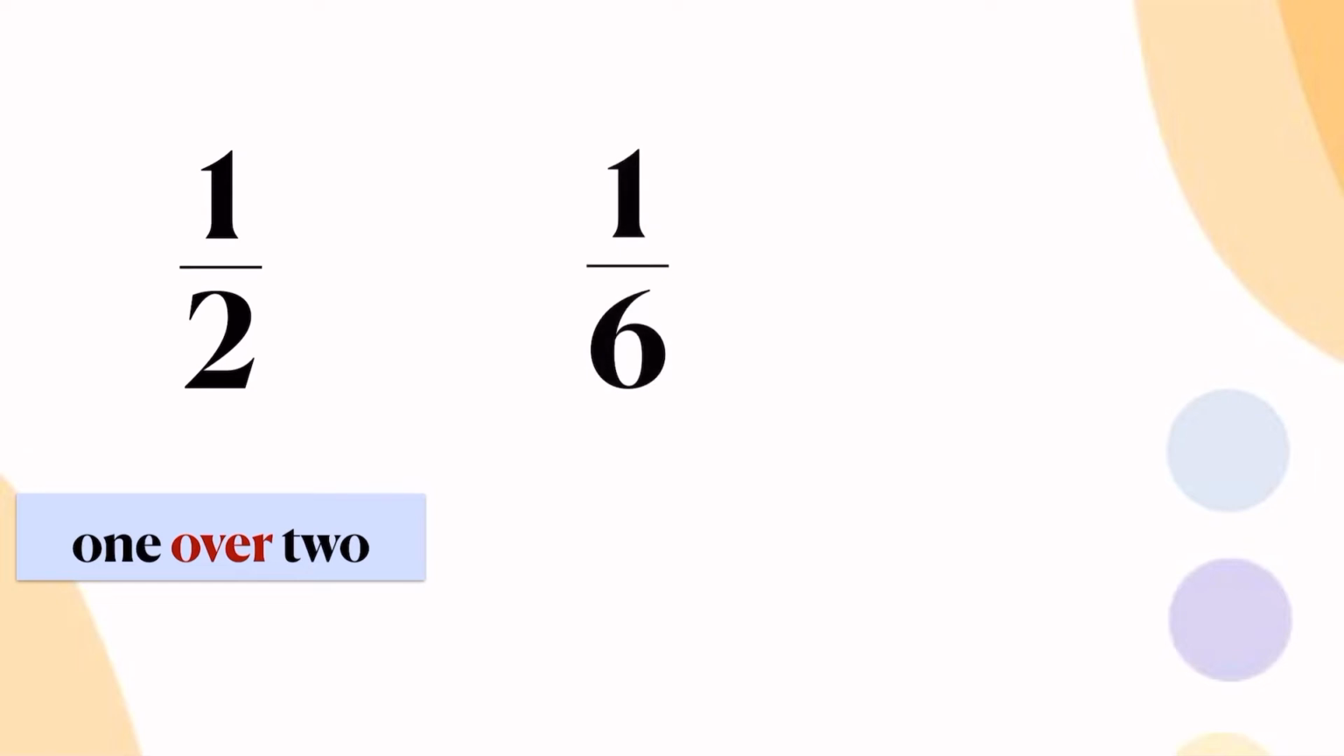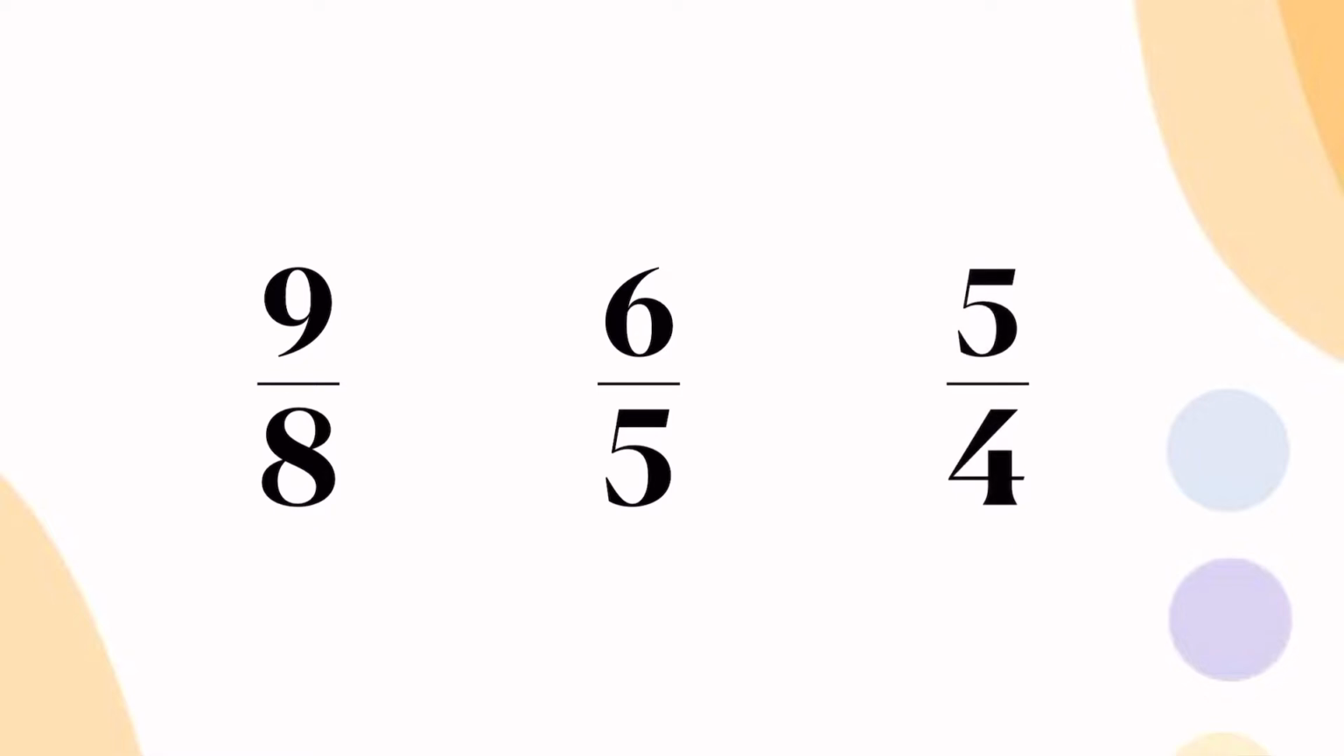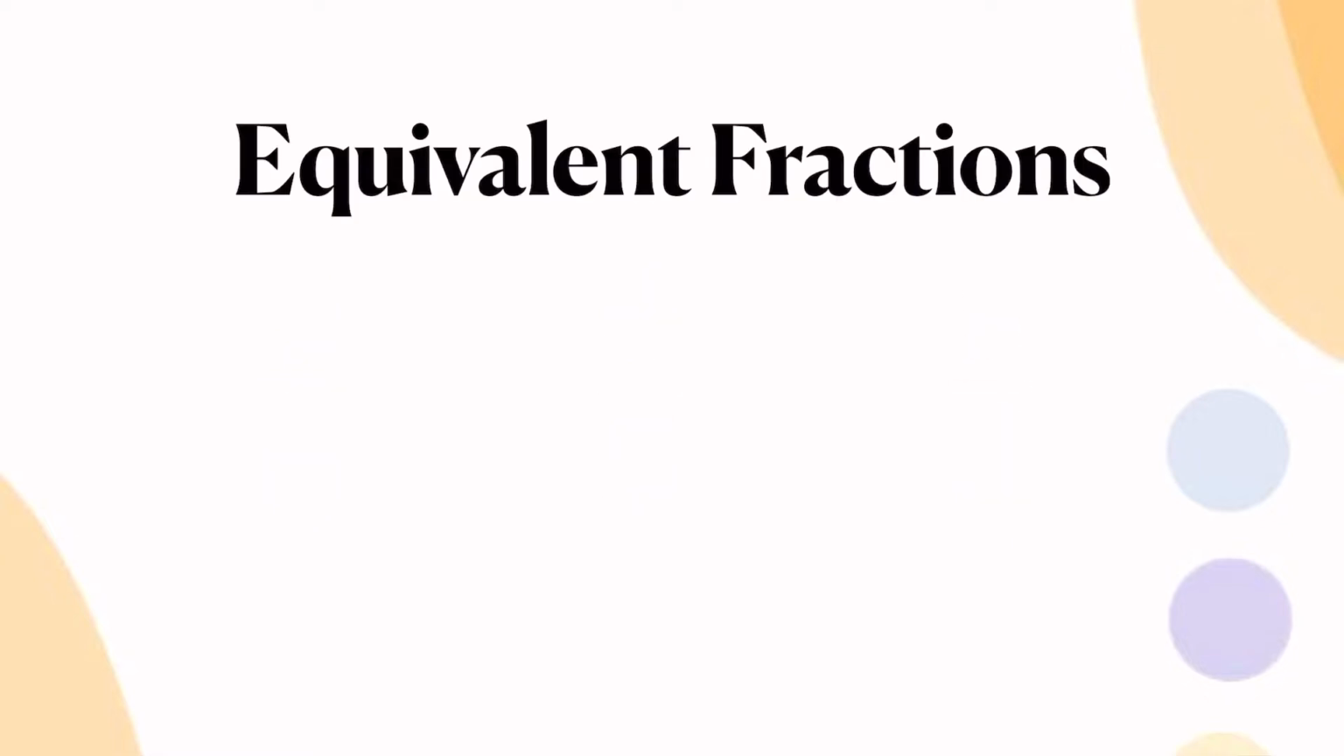Okay, so I will teach you how to read a fraction. When you see 1 by 2, it reads as 1 over 2. 1 over 6. 1 over 8. 9 over 8. 6 over 5. And 5 over 4.